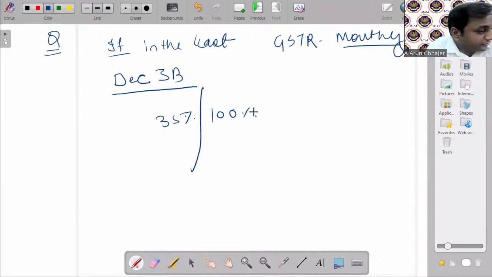In the previous quarter, we are paying the tax for the previous liability. We are paying the previous tax in cash for the liability for the month or quarter of December. We are calculating for the January liability. We are calculating for the February liability.